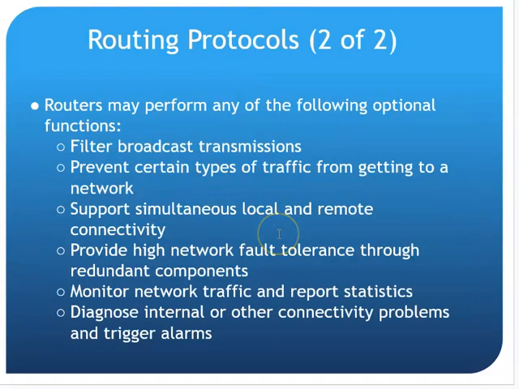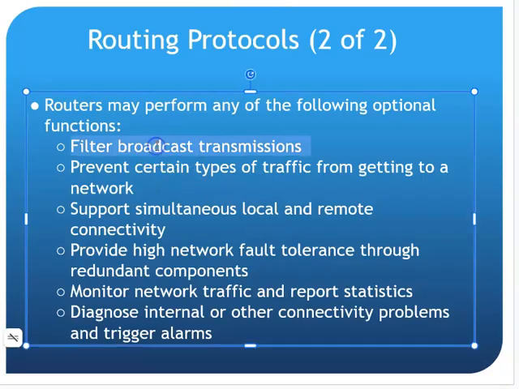Routers may perform any of the following optional functions. Filter broadcast, that's usually going to happen. Prevent certain types of traffic from getting to a network. This is where the filter or access lists come into play. Support simultaneous local and remote connections. Yep, you can actually have a remote connection into it. Provide high network fault tolerance. Yes, especially if I have redundant components and redundant paths.